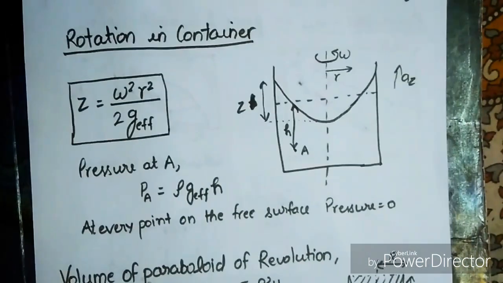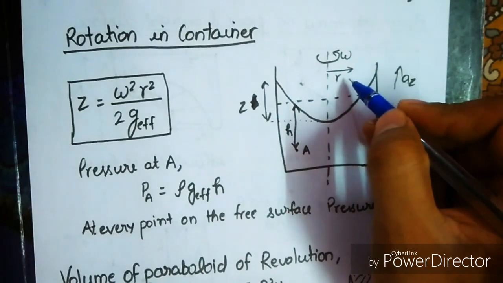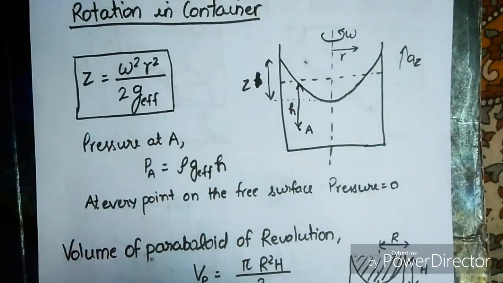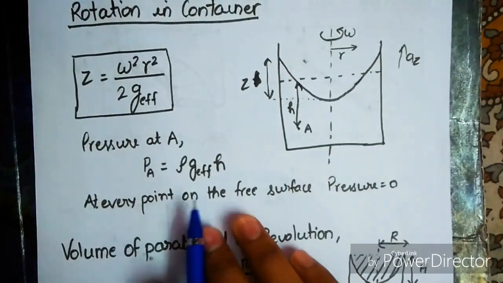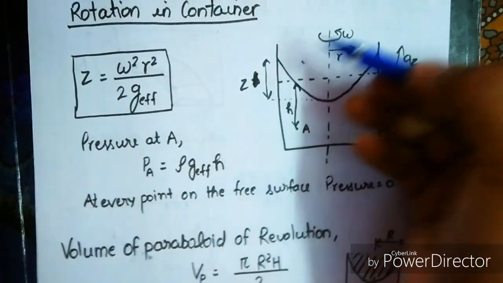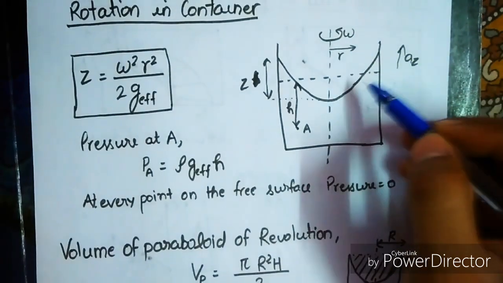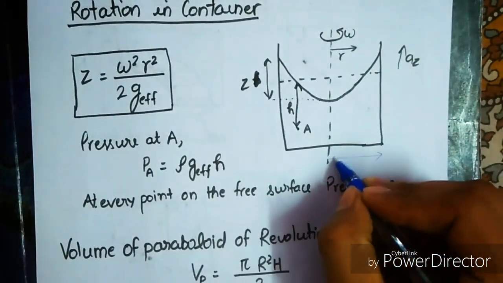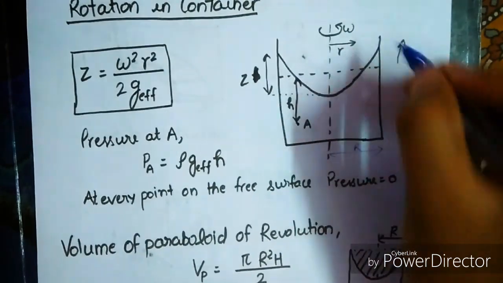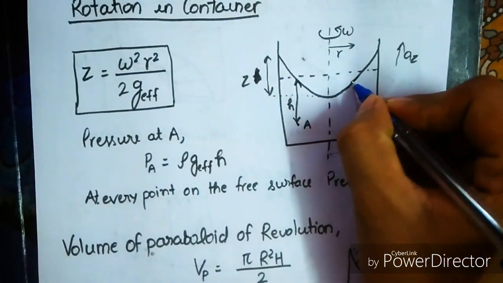Next topic is rotation in container. This is the container rotated by omega, and at the distance r we have to find out some pressure. Using the simple values we have determined earlier, we can find out the rise in the height as z equals omega square r square upon 2 times g effective. Okay, r is usually taken as capital R, or if we have to determine the height at some other place, then we will use the small r value, that is, the value up to the point under consideration.